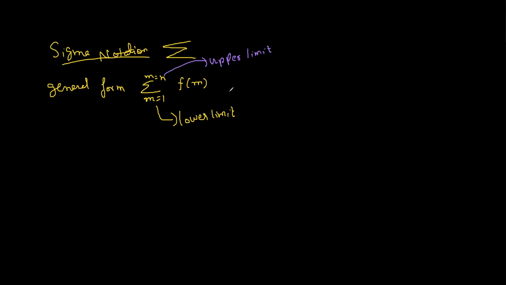The lower limit is where to start, and the upper limit is where to stop. And what is f of m? f of m is the formula, the formula of each term.